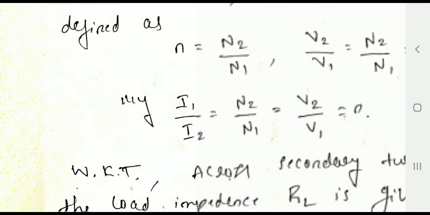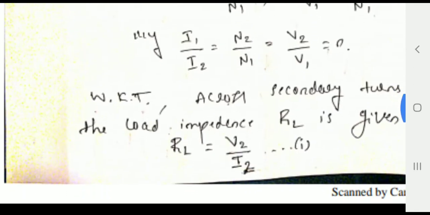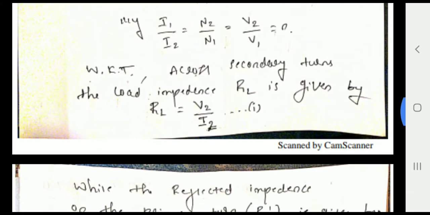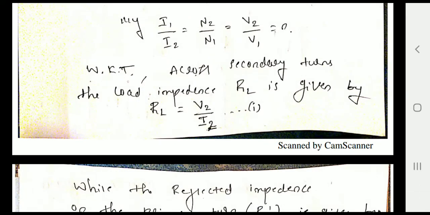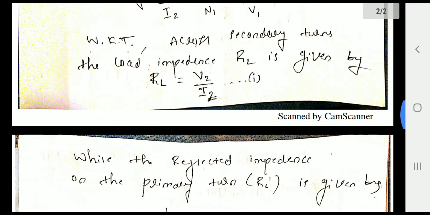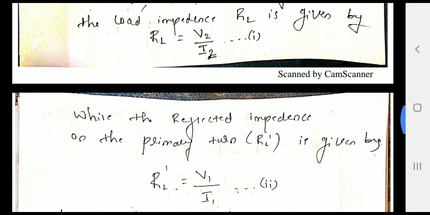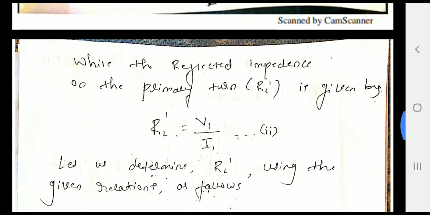using the relations which are shown here. To do that, first we will write, across the secondary turns, the load impedance RL is given by RL equals V2 by I2. While the reflected impedance on the primary turns, that is RL dash, is given by RL dash equals V1 by I1. These two relations are based on Ohm's law.